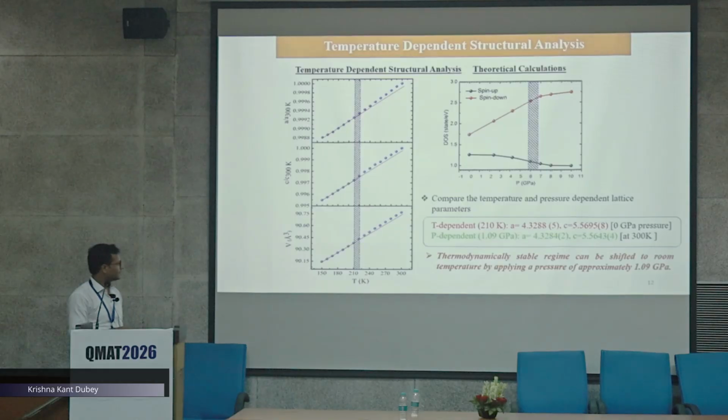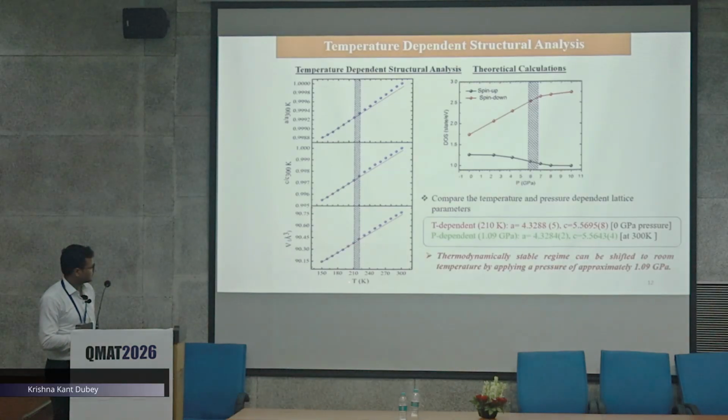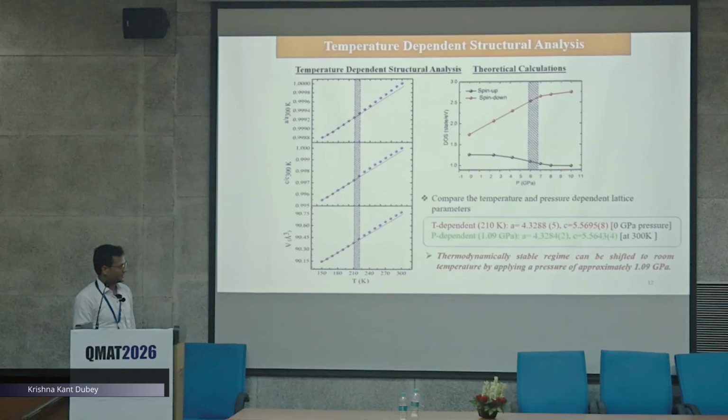What we can observe here is that this deviation starts at 210 Kelvin, and this 210 Kelvin temperature is in the thermodynamically stable skyrmion region. This study was performed at 0 GPa pressure, and we compared this lattice parameter as well as volume, and what we find is that the volume at 210 Kelvin is almost equal to the volume of the sample at 1.09 GPa pressure.